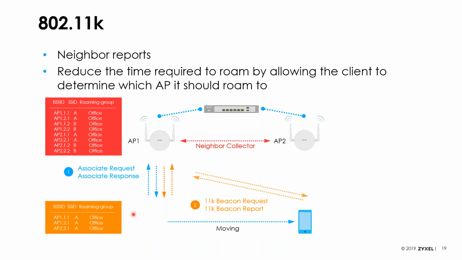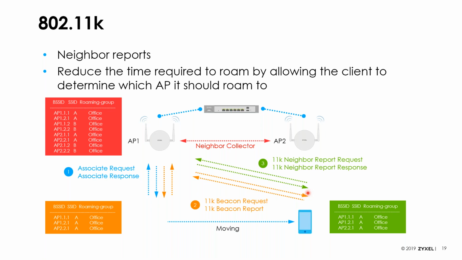Okay, so based on these facts, when the client starts roaming, it sends a neighbor report request to the AP, and the AP responds with a neighbor report response. So which APs are near you? Which APs are you able to connect to? Basic as that. So the client already knows that these access points are available for it, so it does not need to scan the environment and spend time on doing that. It's already aware of its environment.